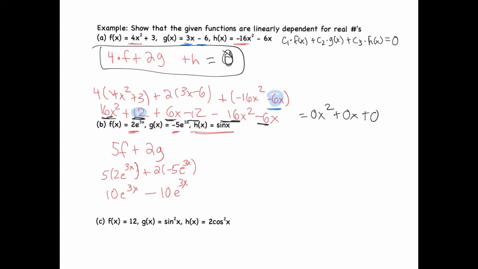So what do I do about h of x? Well, the only rule is I can't have all 3 of my constants be 0, but I can certainly have one of them be 0. And if I have 5f plus 2g plus 0h, I would end up with 0. So they are dependent, and that would be my combination of constants.